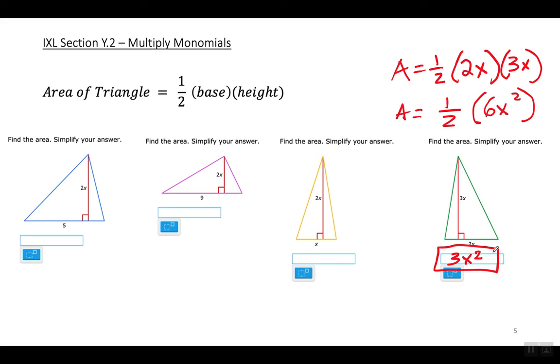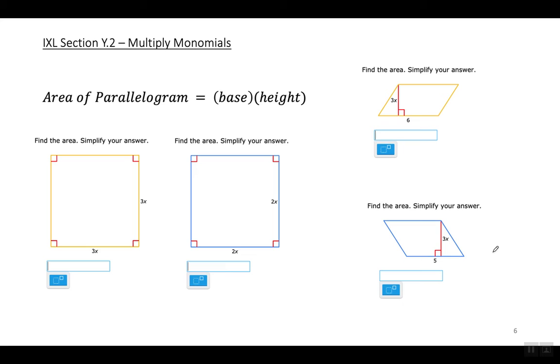Okay? And then the last type of problem you're going to have is where you've got to get the area of a parallelogram. That's super simple. You just multiply the base times the height. So a square and a rectangle are types of parallelograms. Well, actually, both of these are squares. And if you just have a parallelogram, you just multiply the base times the height. It's going to be written for you, so you don't even have to think about it. Just multiply the base times the height, okay?